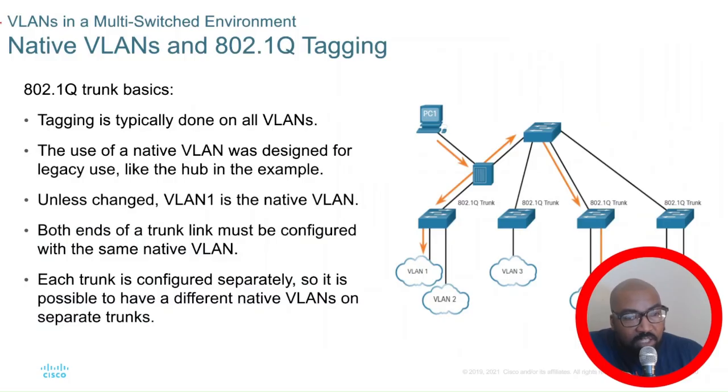So let's talk about native VLANs, okay? 802.1Q tagging is typically done on all VLANs. The use of native VLANs was designed for legacy use, like the hub in the example. Unless changed, VLAN 1 is the native VLAN. I told you, VLAN 1 will always be the native default VLAN. But both ends of the trunk must be configured with the same native VLAN. So in order for that trunk to work, they have to have the same VLAN. They need to know the same VLAN information. Each trunk is configured separately, so it's possible to have different native VLANs on separate trunks.